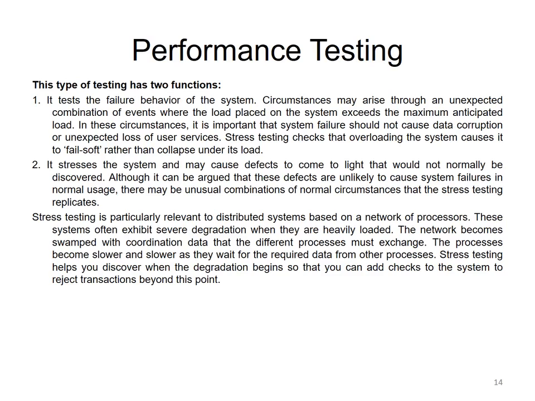Stress testing is particularly relevant to distributed systems based on a network of processors. These systems often exhibit severe degradation when they are heavily loaded. The network becomes swamped with coordination data that the different processes must exchange. The processes become slower and slower as they wait for the required data from other processes. Stress testing helps you discover when the degradation begins so that you can add checks to the system to reject transactions beyond this point.